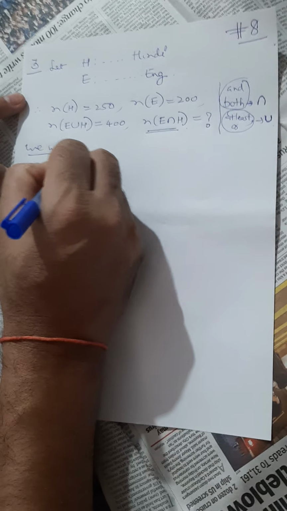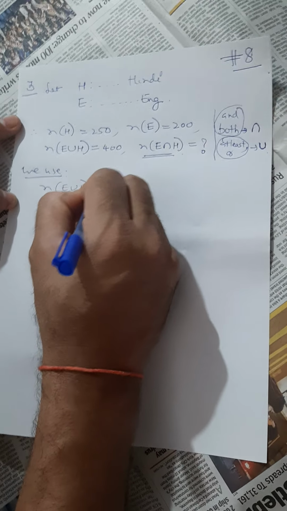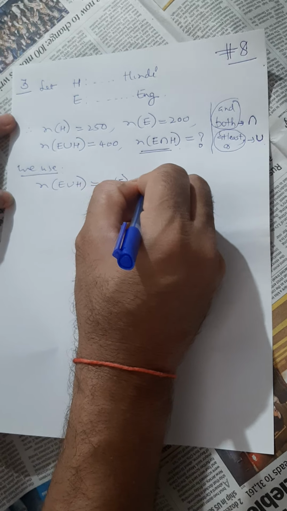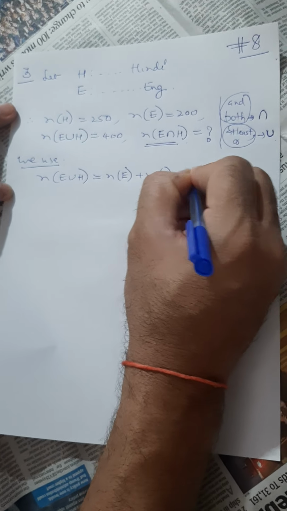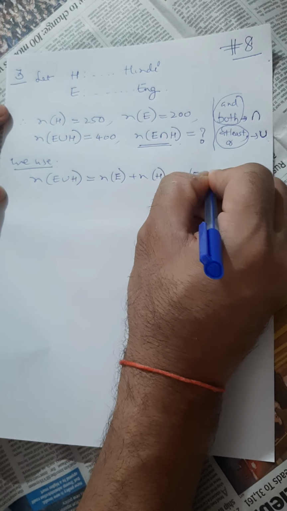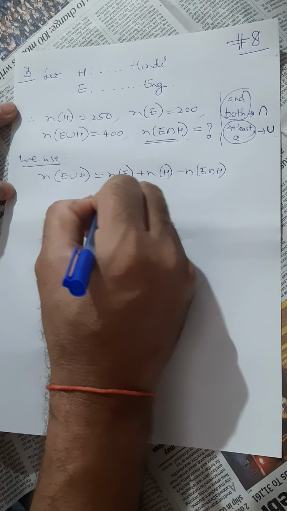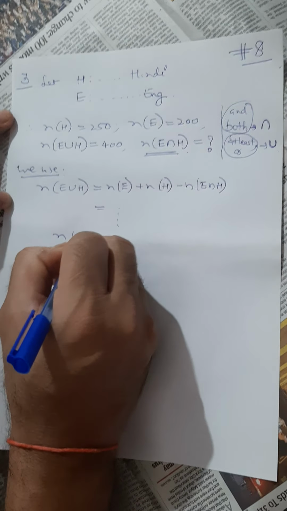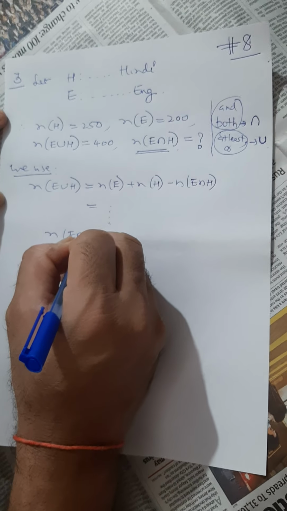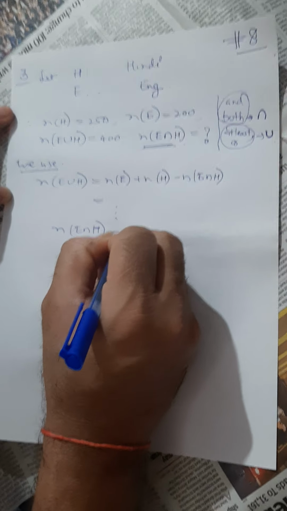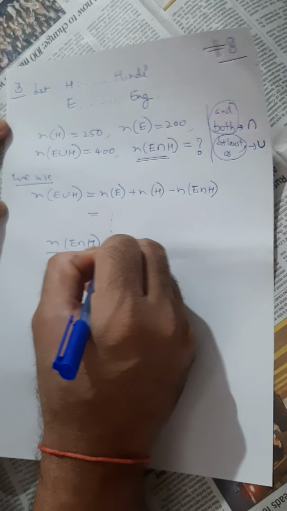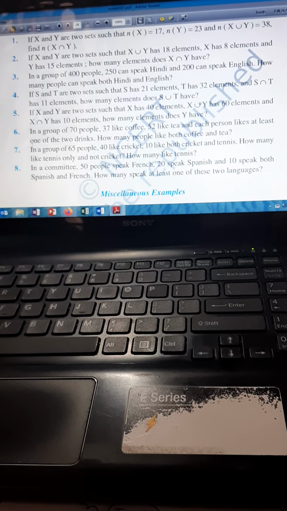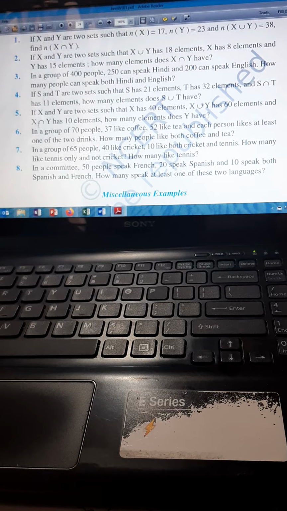So we use that addition rule again. n of E union H equals n of E plus n of H minus n of E intersection H. So you just put the values and simplify. We'll get the number of persons who speak both, E intersection H, which equals 50. That you can do by simple simplification. So this middle questions you can try.